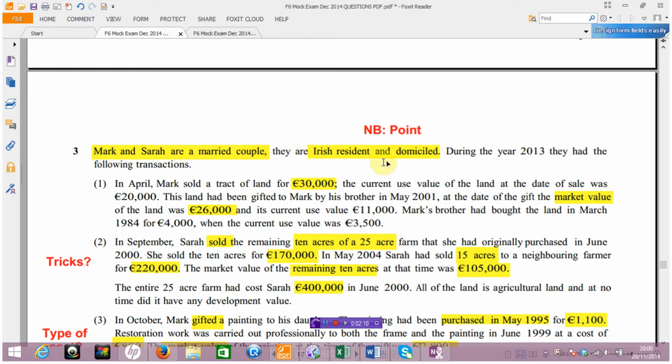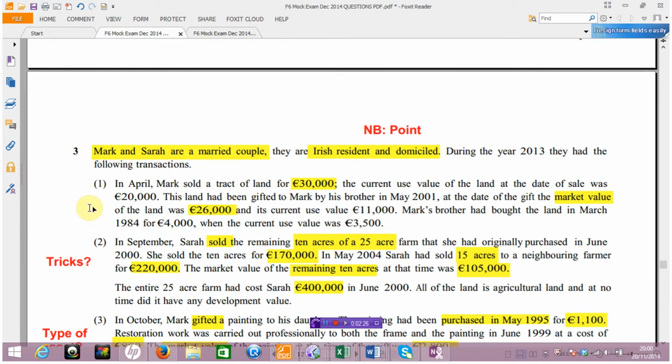Other point here is in relation to their residency and domicile status. Now, normally that's not overly important, but in this particular case, it is in relation to one of the assets. In fact, the very last asset, asset 5. Okay, so more of that later. Let's deal with this first one here.